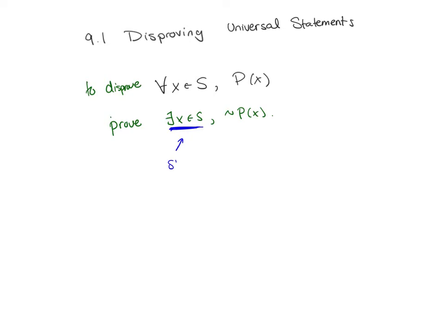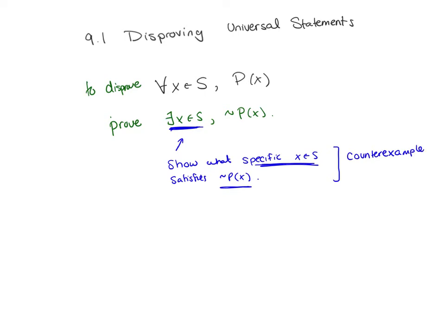How do I actually go about proving that there exists? We need to show what specific x in S satisfies that negation of P of x. When you're showing some specific thing that satisfies the negation, that's called a counterexample. So we use counterexamples to disprove these for all statements. Now it's very important here to remember that we should give a specific example.